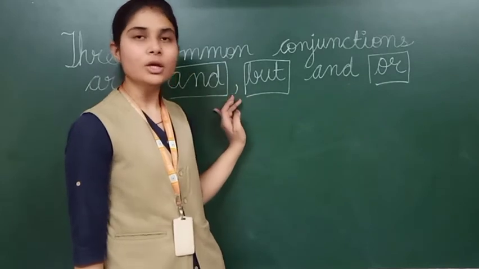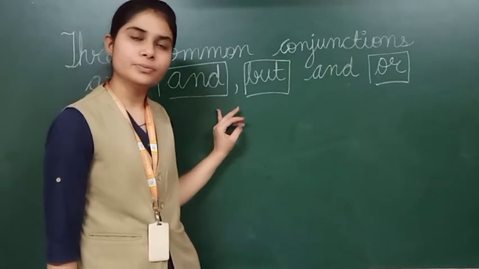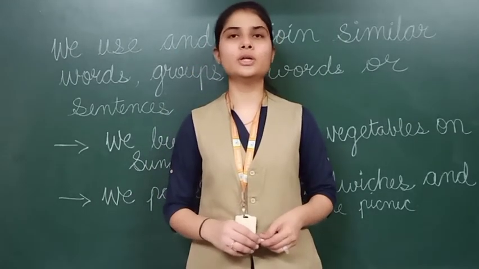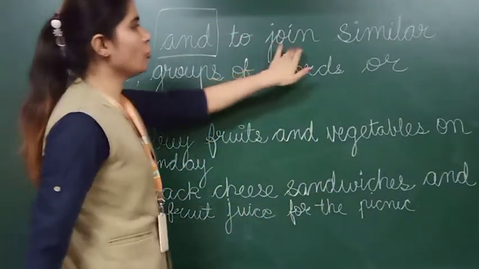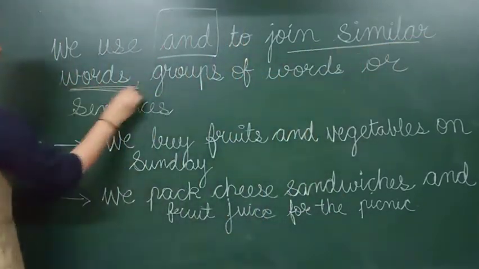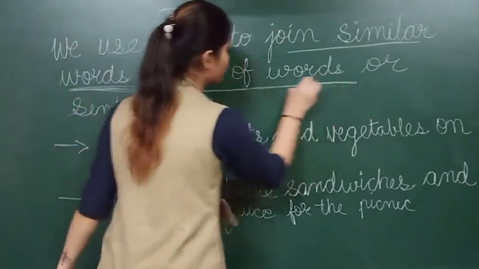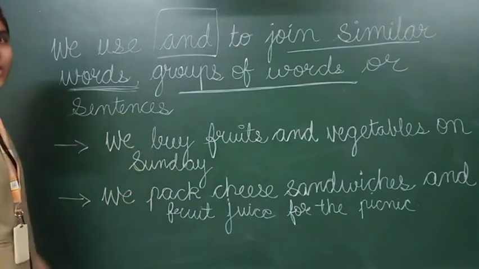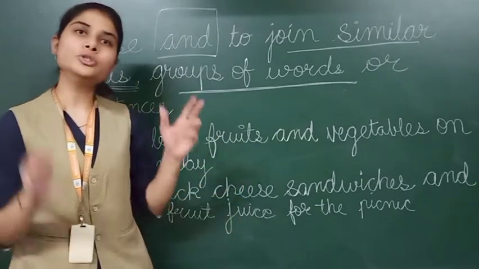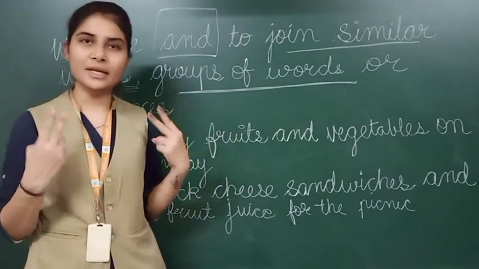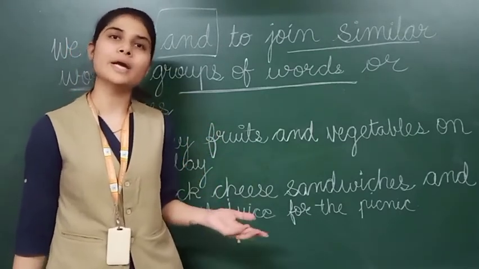I am going to show you some examples of how to use the conjunction word and. So let's look onto the board. First we are going to learn conjunction and. We use and to join similar words. We use the word and for joining two similar words, groups of words or sentences. We can use this conjunction word for these three things: similar words, two groups of words, or two sentences. When we want to say two sentences together, we can use the conjunction word and.